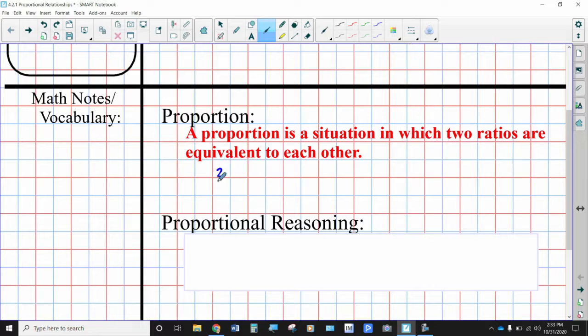If we take the fraction 2/3, that's equivalent to 4/6. This combined makes a proportion. And so this is basically the definition of a proportion.